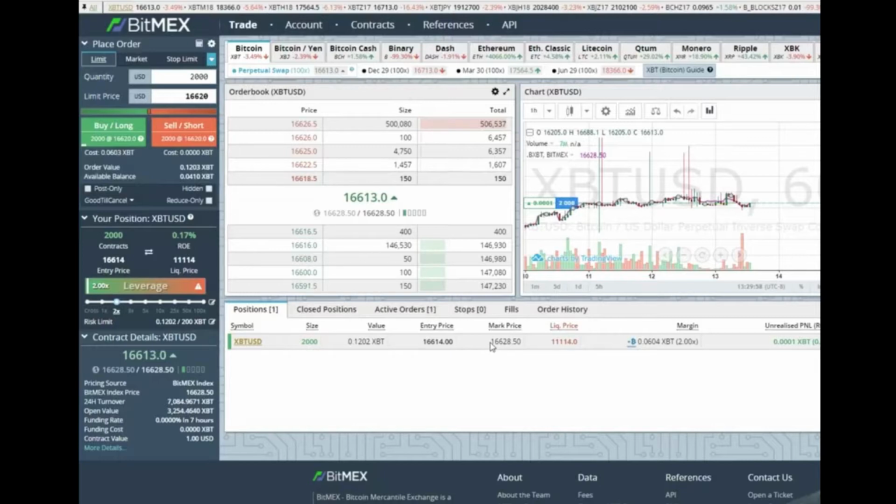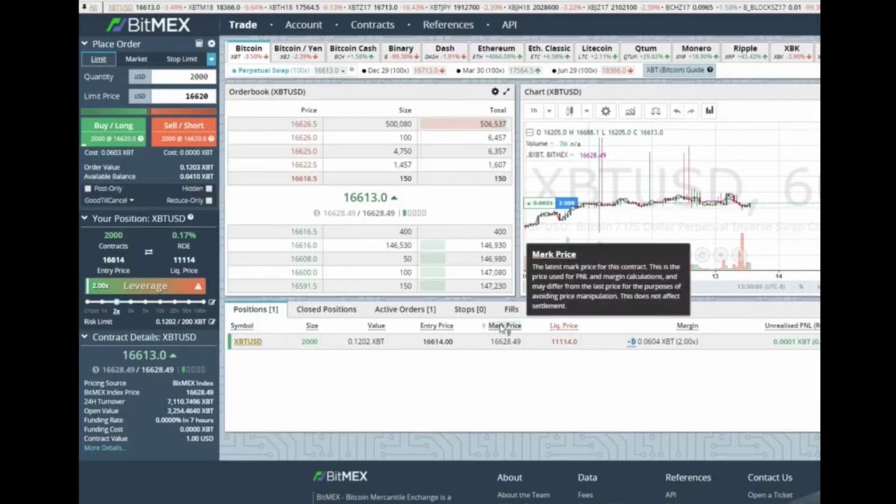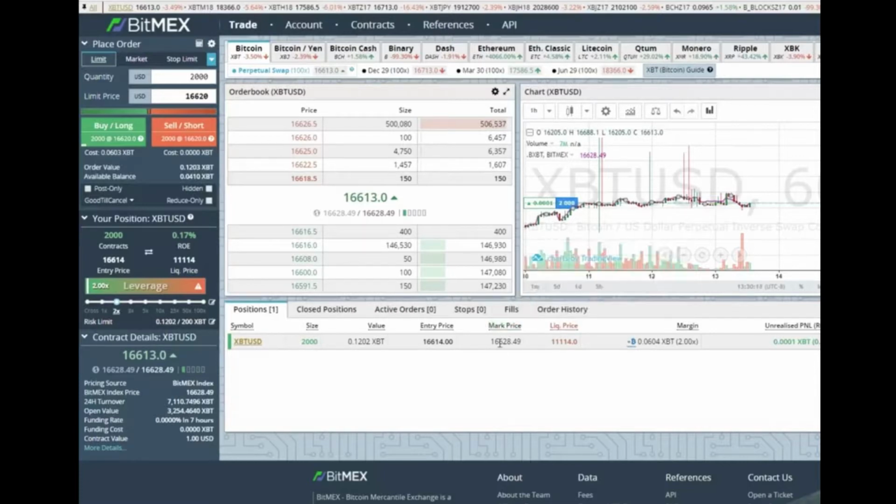Next, you have the mark price. The mark price lags behind the last price a little bit, and it kind of helps you out so you don't get liquidated on a flash crash or a pump. So if you read, it's the latest price for this contract. This is the price used for P&L and margin calculations and may differ from the last price for the purposes of avoiding price manipulation. So this lags behind in case the price gets pumped like crazy just to liquidate all of the shorts. You won't get liquidated if you have a short instantly.